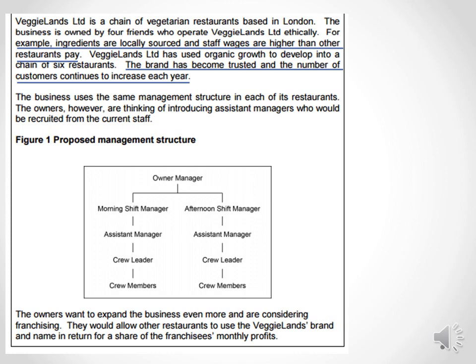And the next point that I picked up on was that the brand has become trusted and the number of customers continues to rise each year. So that's application, isn't it, if you explain that? So with Veggie Land Limited being a trusted brand, this has increased the number of customers and therefore they're going to be making more money, etc. Okay, so that you could have used as application. So within that case study, the case study gives you the answers most of the time to the questions that you can then be answering. Okay, so if you didn't talk about staff being motivated, there are a couple of other points that you could have drawn upon.